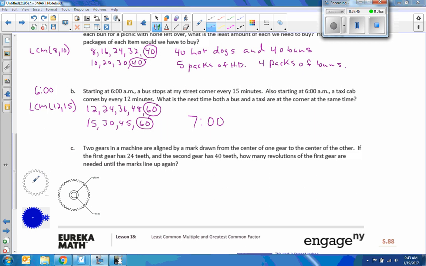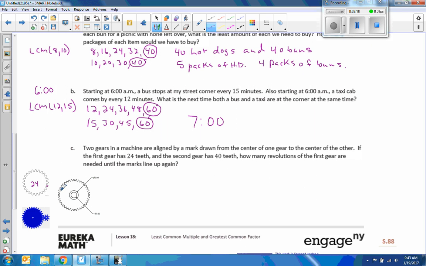So here's a gear, and this has 24 teeth. So this is a tooth, and if you count around, 1, 2, 3, 4, all the way around to 24. So let's say this is the tooth that we're going to mark with a marker. Okay, so if the first gear has 24 teeth and the second has 40, so I counted this one and it's got 40, how many revolutions of the first gear are needed until the marks line up again?